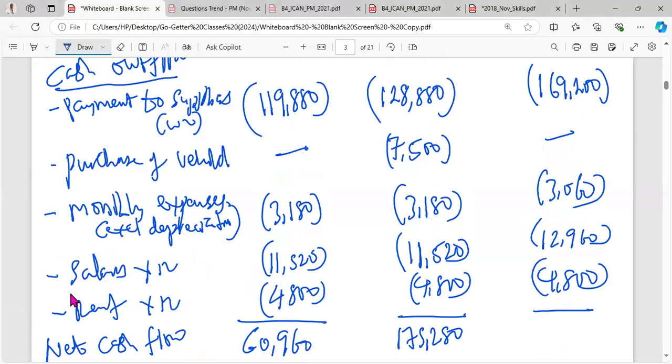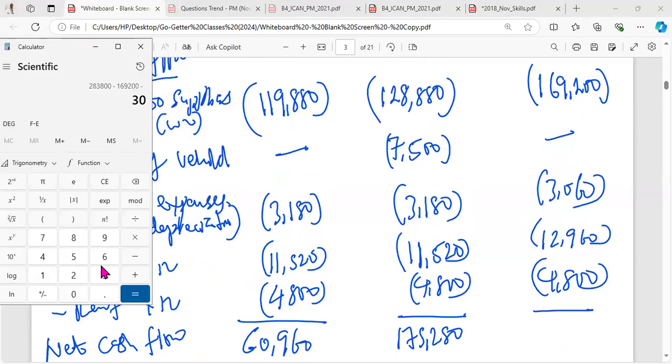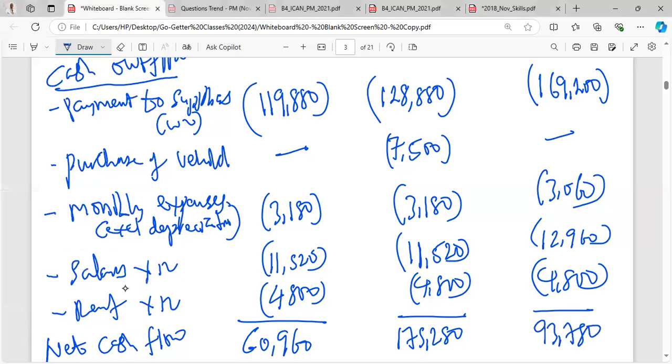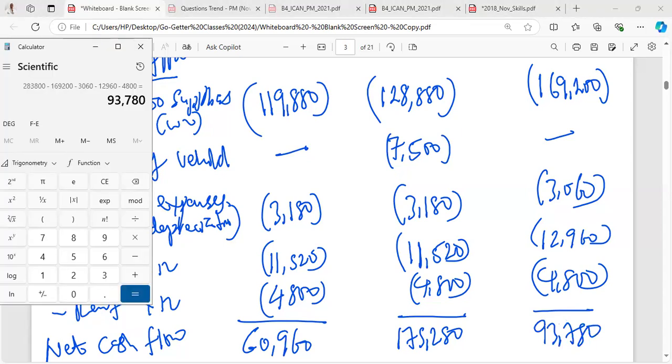minus 3,060 minus 12,960 minus 4,800. Now give me 93,780. I have reason for concern on the second one. Let's do the second one again.